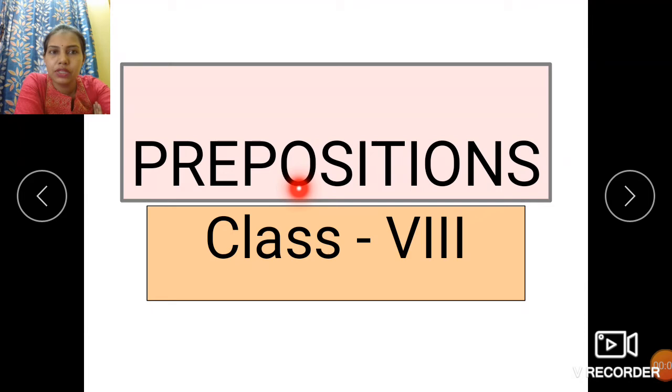We will continue with the chapter prepositions that we had started in our previous class. We have discussed prepositions of time, place or position and prepositions of direction. Today we will continue with the rest of the chapter.